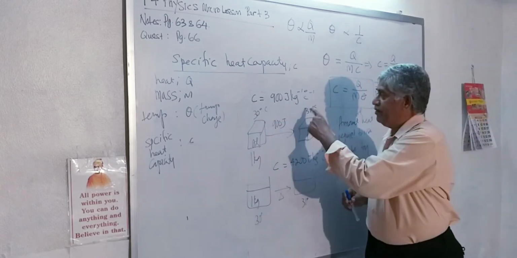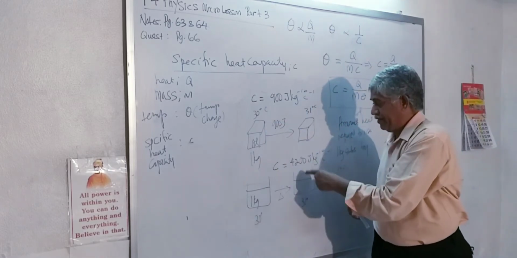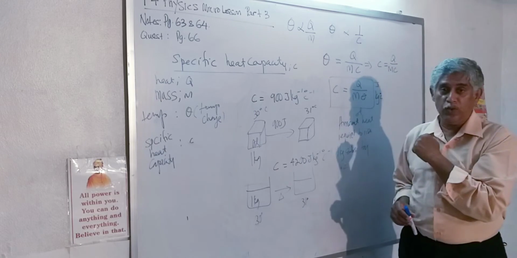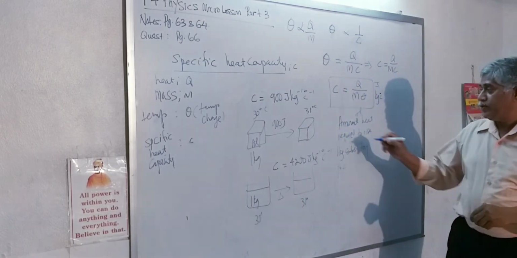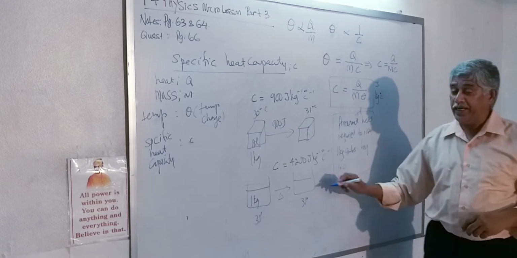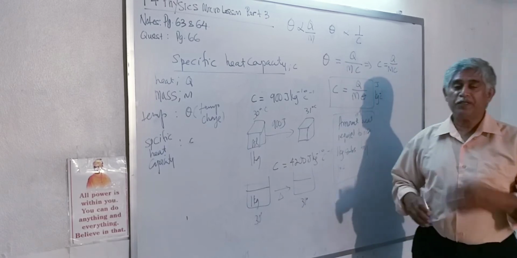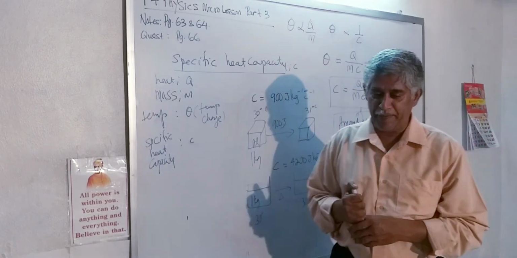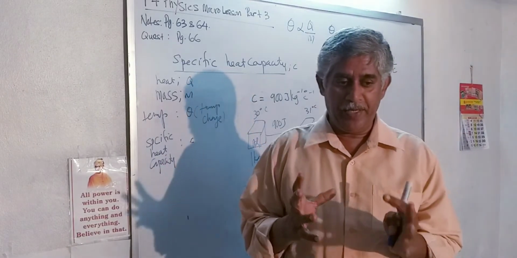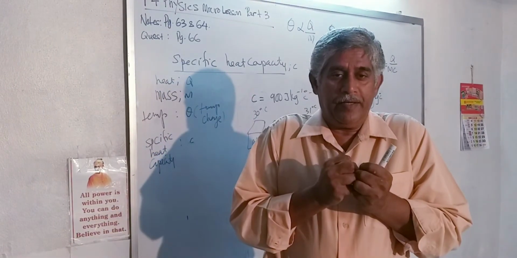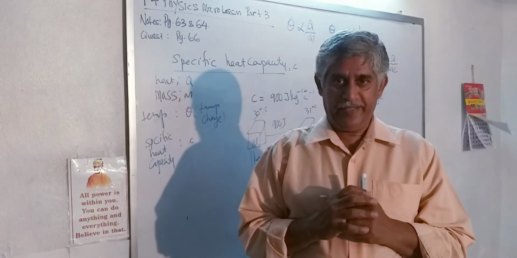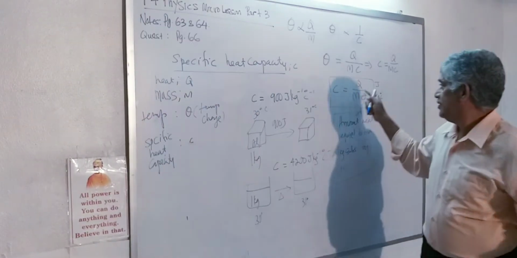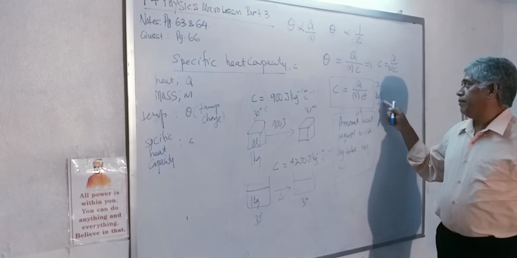Here 1 degree you need 900. Here you need 4200 joule to raise the same 1 degree. So this is what you have to know. First you have to know the definition. What is meant by specific heat capacity? Specific heat capacity simply means the amount of heat required for 1 kilogram of that substance to raise 1 degree Celsius. The unit is joule per kilogram per degree Celsius.